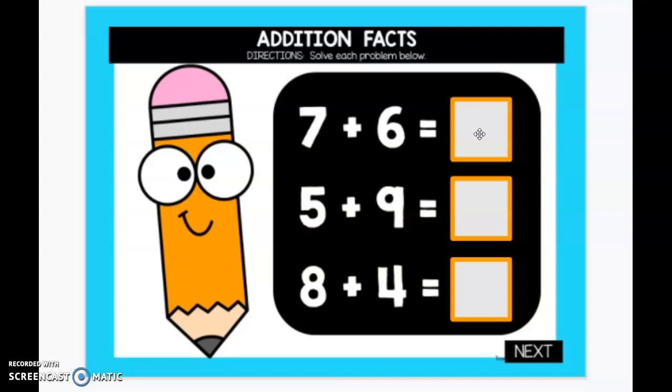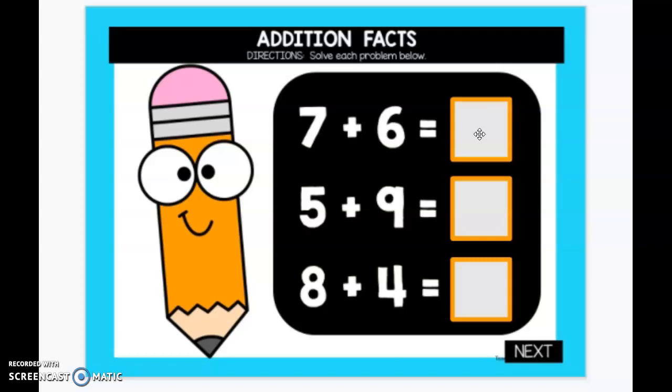As I try to figure out the sum or the answer to that math problem, I can use my counting on strategy. I can use my number line. If there is a doubles fact that will help me, I can use a doubles fact. When I do 7 plus 6, I can think of a double that will help me, but I really like the counting on strategy.